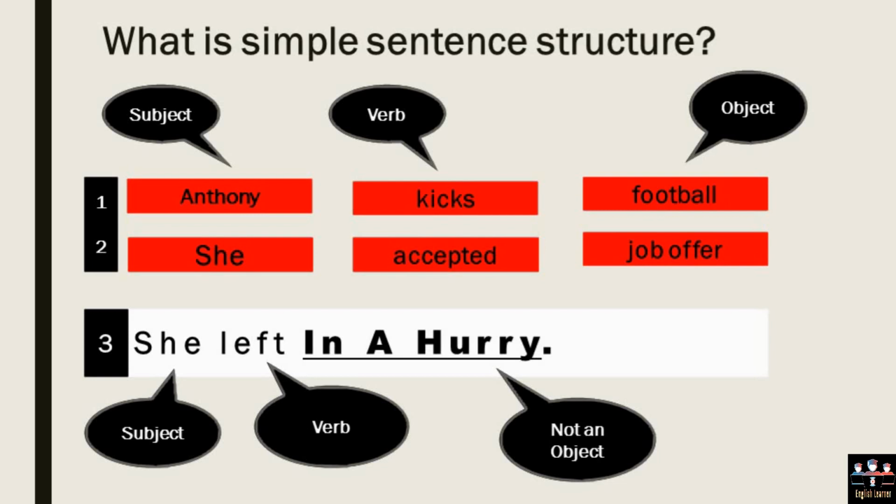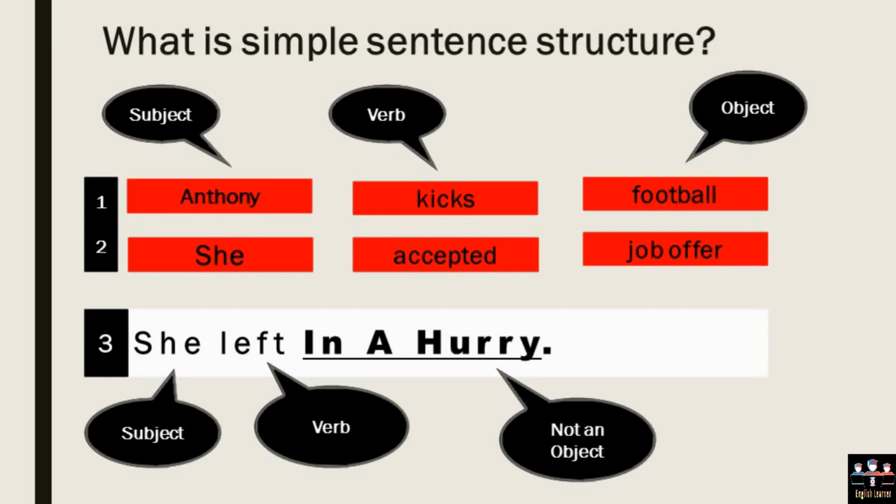Example number 2. She accepted job offer. In this example, she is the subject, as it is from the category of pronoun. As I told you, the subject can be a noun or a pronoun in a sentence. Accepted is the verb. It is a past verb, as the ed at the end of accept is indicating that it is in the past tense. Job offer is the object in this sentence, as it is receiving the action from the subject.